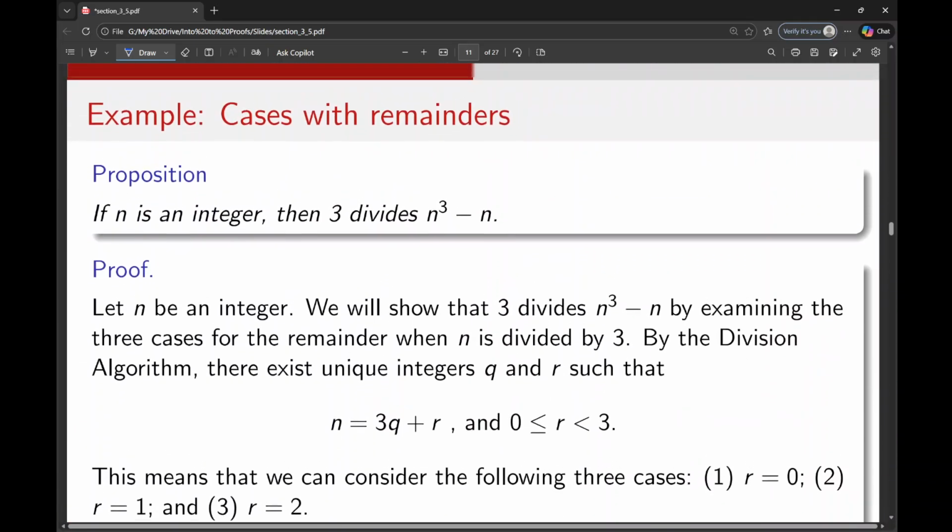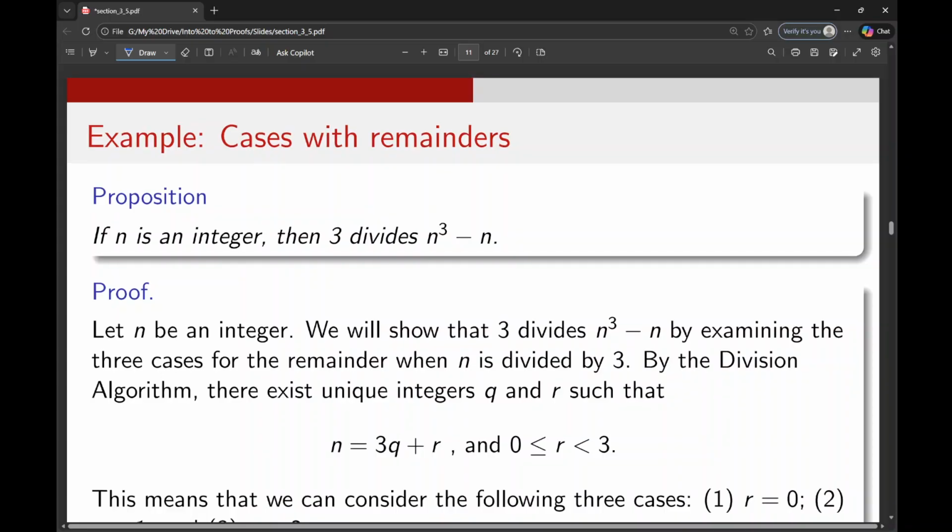Okay, here's an example of how the division algorithm helps us determine how many cases we have. If n is an integer, then 3 divides n cubed minus n. So let n be an integer. Okay, because that's our hypothesis. So we start with the hypothesis, and now we're going to inform the reader. This part is informing the reader.